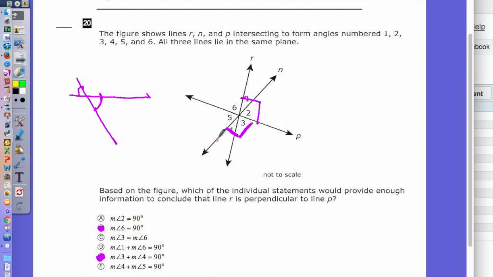But if 4 and 5 are 90 degrees, then you are creating a right angle.